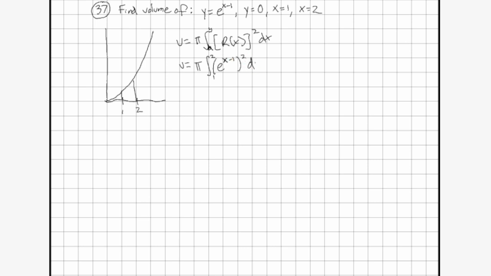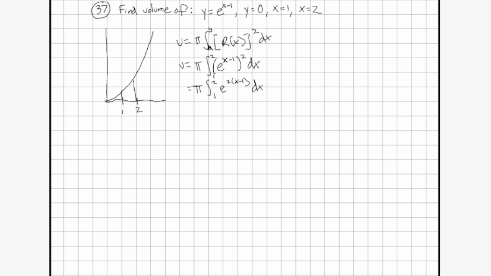squared dx. And instead of just distributing, this exponent can just multiply this exponent right here. So then this just equals pi times the integral from 1 to 2 of e to the 2 times x minus 1 dx.